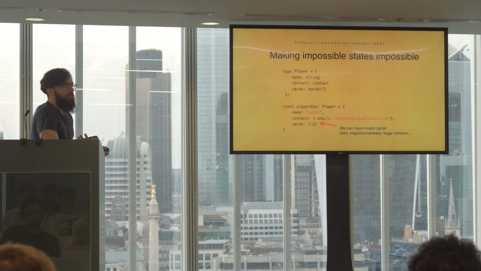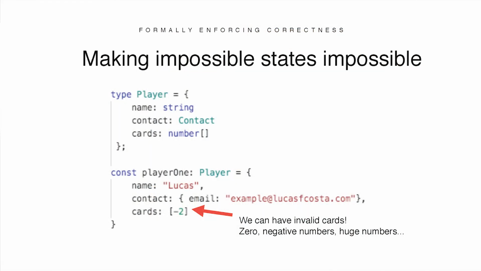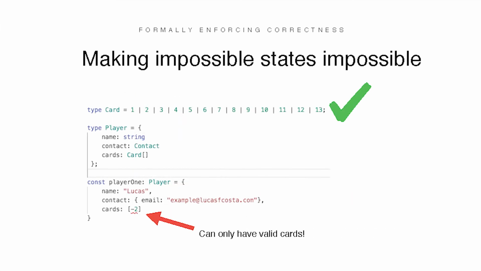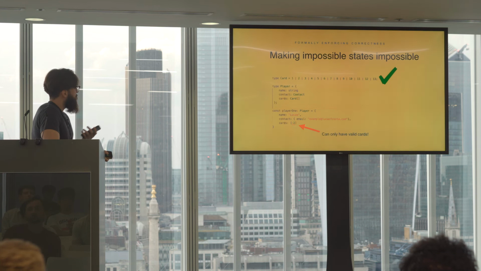So next, we need to know which cards each player has, right? In this case, our cards are an array of numbers, which represent the value of each card. The problem with this is that we can have invalid cards. We can have 0, we can have negative numbers, we can have huge numbers. So you can do this ugly thing, which I think the people at TypeScript are working to fix. They want to put ranges in the language so that you don't have to enumerate each one of the possibilities anymore. So now we can only have valid cards.